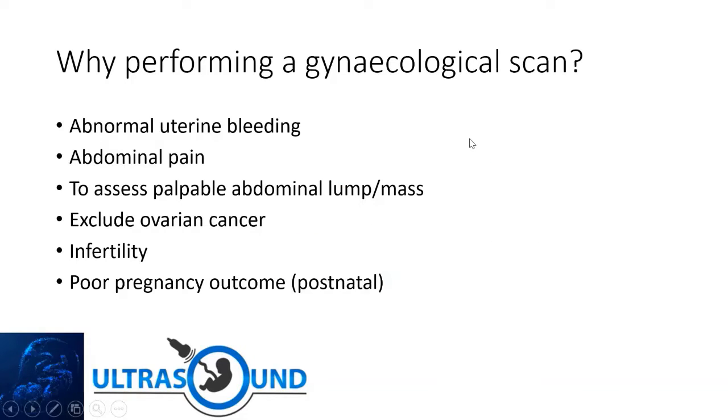Why do we need to perform a gynecological scan? Most of the time you want to know why the patient has abnormal uterine bleeding, or why the patient has abdominal pain. You would also want to assess a palpable abdominal lump or mass, exclude ovarian cancer, and assess patients who require fertility treatment or who have poor pregnancy outcome in the postnatal period. For example, you want to look into the endometrial thickness, whether there is any possibility of retained POC and things like that. You also want to do ultrasound for those who have an intrauterine contraceptive device, to confirm the placement or during follow-up.